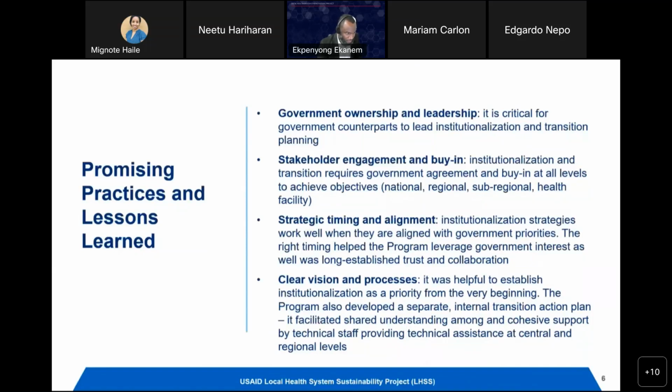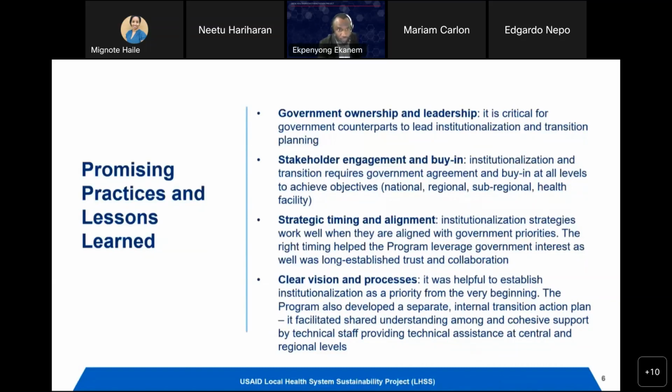So it is important to align strategies, plans, and interventions in order for these strategies to work well for institutionalization purpose. So in the case of capacity building activities, for instance, our program aligned the capacity building activities with the continuing professional development program of the Ministry of Health. And in addition to that, institutionalization came at the right time when regions and city administrations were ready and willing to own the reform activities and lead them independently.